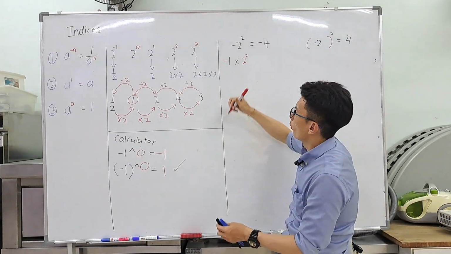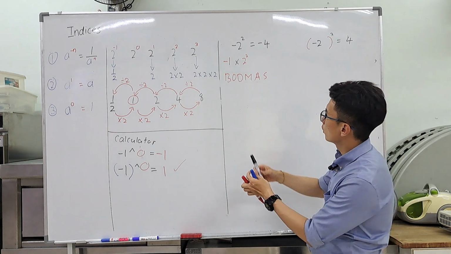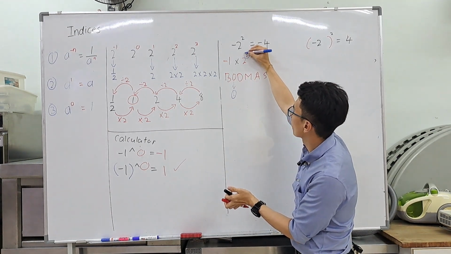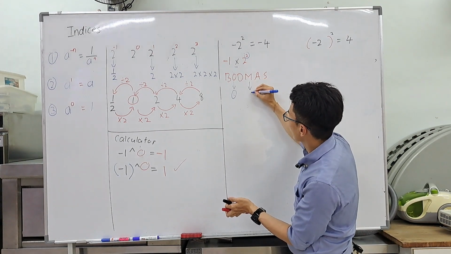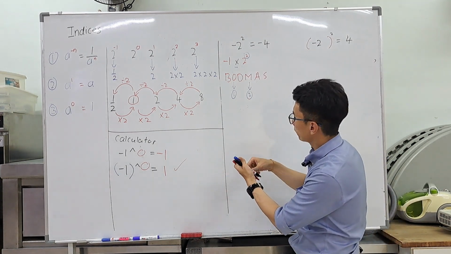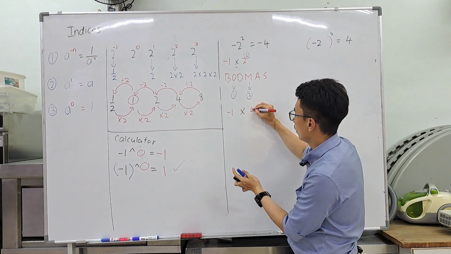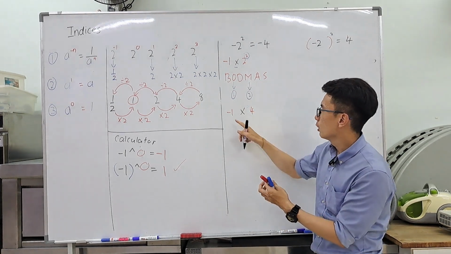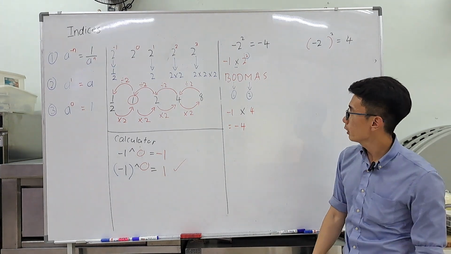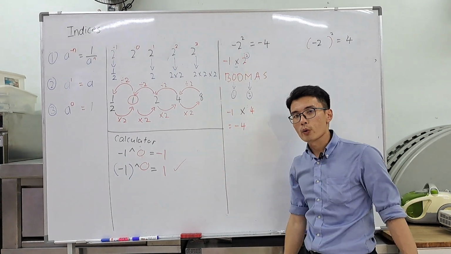Of course, by following the rule of BODMAS, order comes first. I have my order operation here, which is the power, and multiplication comes second. So we have to obey BODMAS. By solving this, I get 2 squared, which is 4. And then finally, since I'm done with the order, now I can multiply. So negative 1 multiplied by 4, my final answer here is negative 4. This is how your calculator sees it if you just punch in negative 2 squared.